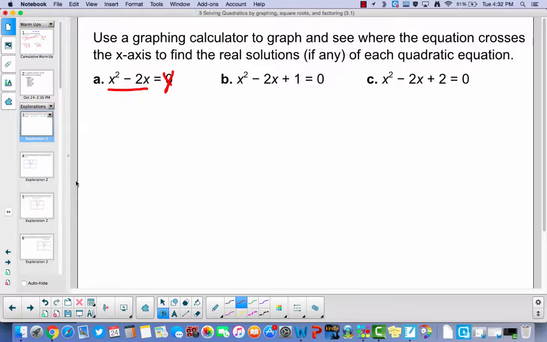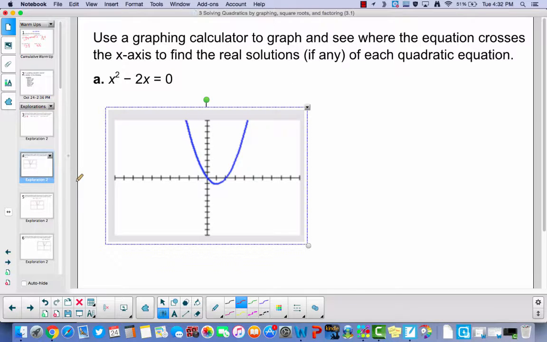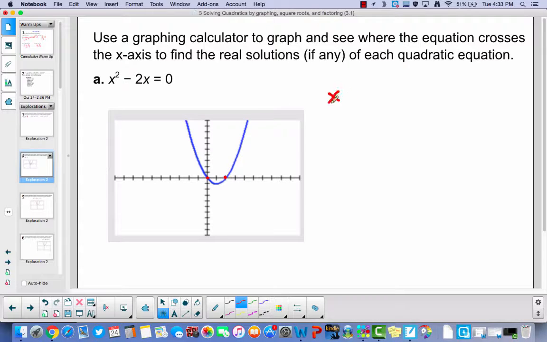Now, what does that graph look like? It looks like that. What we're looking for is where it crosses the x-axis. It crosses the x-axis at 0 and at +2. So x equals 0 is one solution. X equals 2 is another solution. So let's go back.